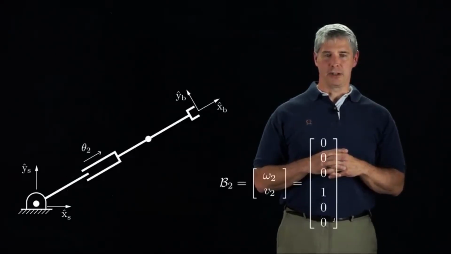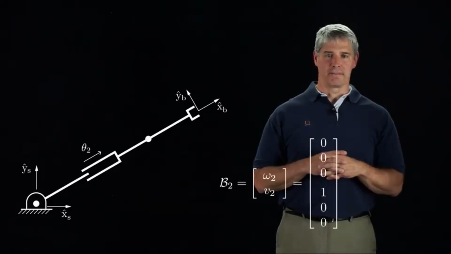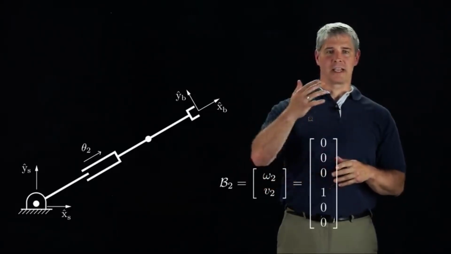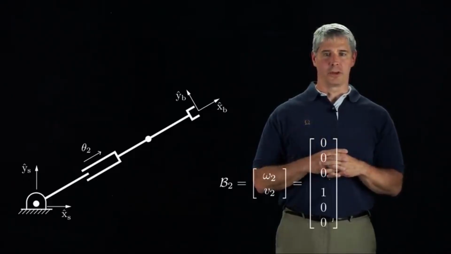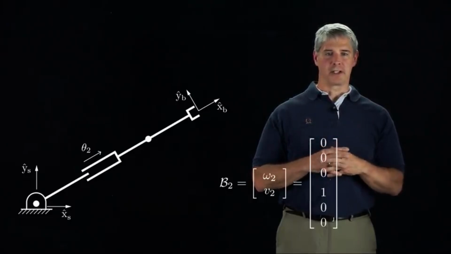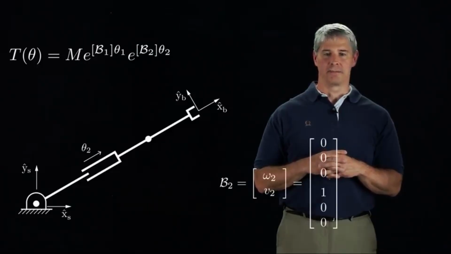The screw axis B2 corresponding to joint 2 has 0 angular component omega 2, so the linear component V2 must be a unit vector. If we imagine the whole space translating at unit velocity along joint 2, a point at the origin of the B frame would move with a linear velocity V2 equal to 1, 0, 0 expressed in the B frame. Therefore, the screw axis B2 is defined as 0, 0, 0, 1, 0, 0. The new configuration of the B frame, T of theta, is obtained by right multiplying the previous configuration by e to the bracket B2 times theta 2.